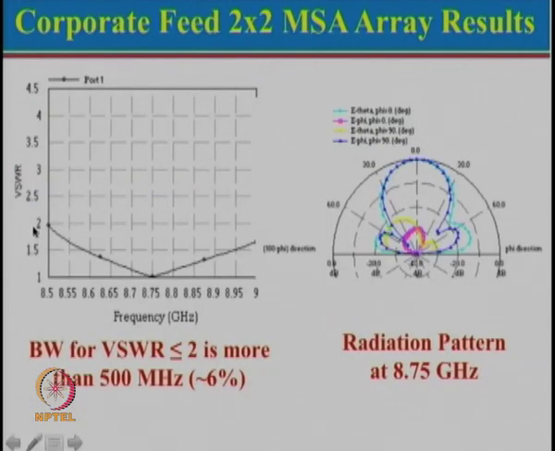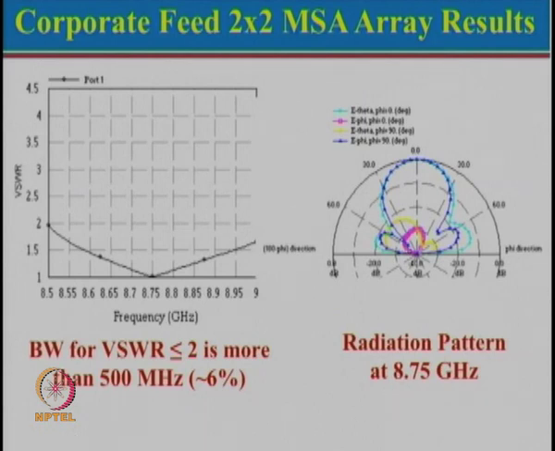So, one can see here this is the VSWR equal to 2 line, and one can actually see this is the plot here. We can say bandwidth for VSWR less than 2 is more than 500 megahertz, this is 8.5, this is 9, VSWR is still less than 2, and this bandwidth is about 6%. We will also take some examples where we get much larger bandwidth also, but for now let us see these results here. So, this is the radiation pattern at 8.75 gigahertz. So, you can see that the radiation is in the broadside direction.